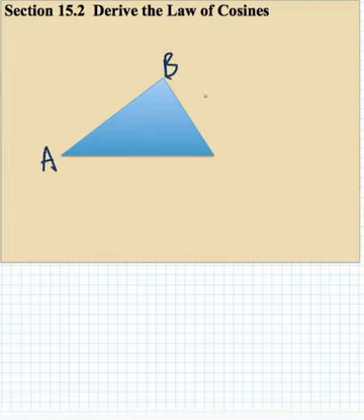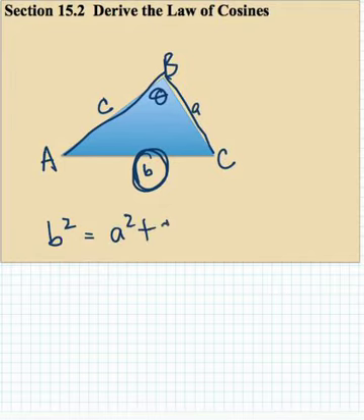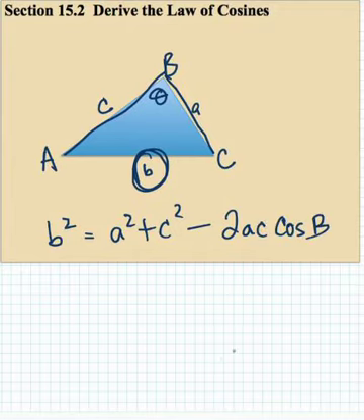If I have A, B, C, opposite B, little a, little c, and let's say this time that I know length C, length A, and the included angle B, once again what I'm trying to find is this side over here. So B squared is going to equal A squared plus C squared minus, you have to subtract off the 2AC cosine of B. All right, that's what we want to prove. Let's prove this.